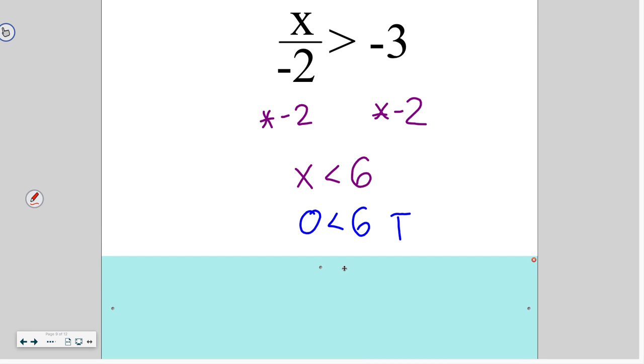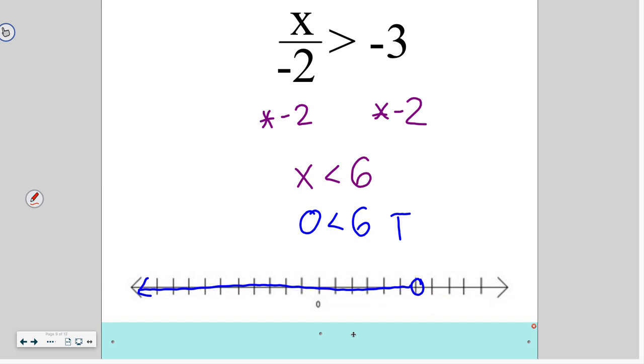Multiplying by the -2 means that you are flipping your inequality symbol from greater than to less than. So you've got an answer of x is less than 6. 0 is indeed less than 6. So your arrow is moving to the left with the open circle.